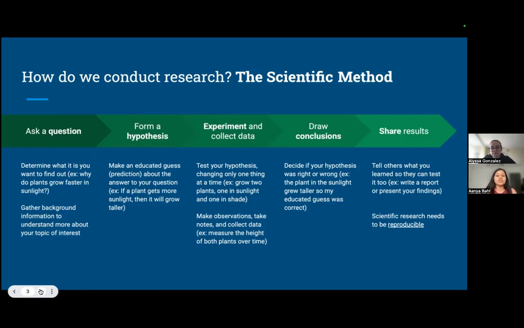And lastly, you have to share your results. You have to tell others what you learned so they can test it too. This could be writing a report to present your findings, talking to other scientists, or going to conferences to present your work in a more formal manner. Scientific research really needs to be reproducible.